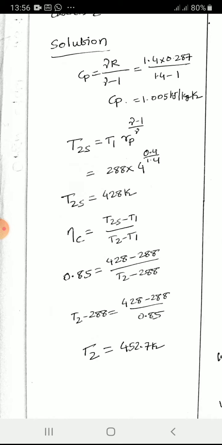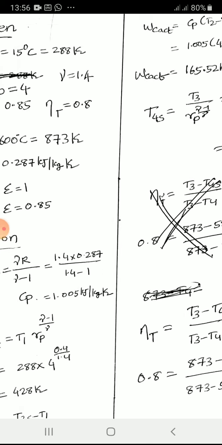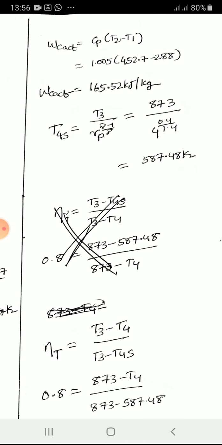So it is a higher temperature than the isentropic one, right? Higher temperature means we are giving more work than the isentropic work. Isentropic work is the minimum possible work. Actual work should be greater than the isentropic work, right? So actual work will be equal to Cp into T2 minus T1, which accounts to 165.52 kilojoules per kilogram.